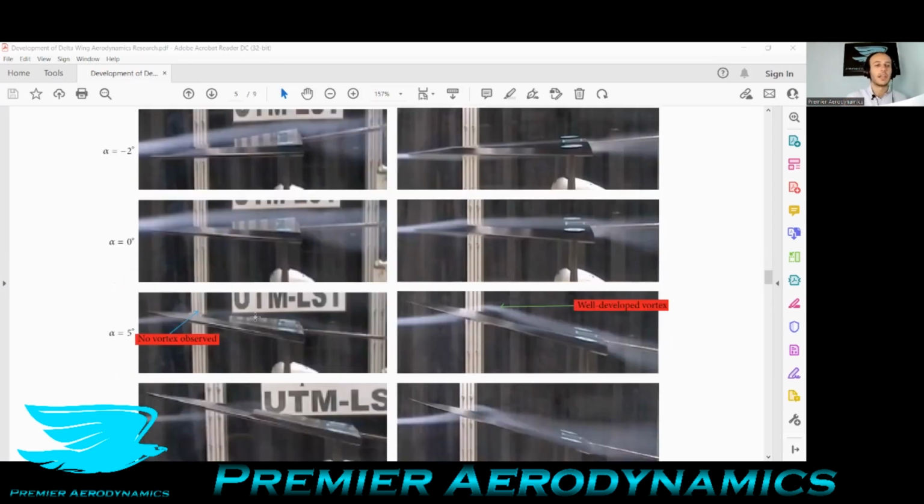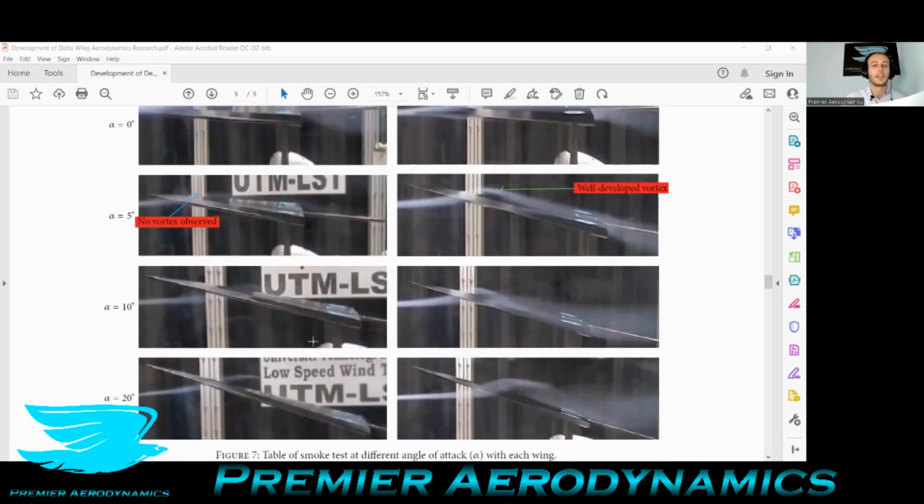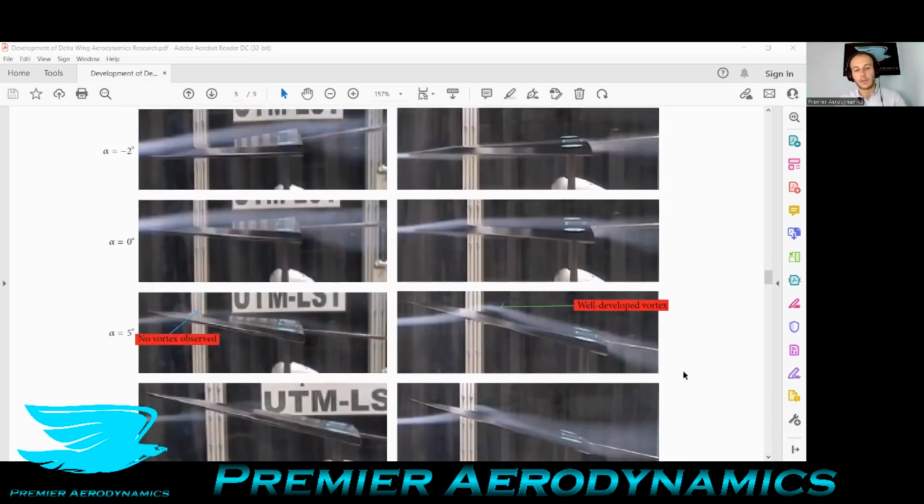On the blunt leading edge, it takes a significantly higher angle of attack, so maybe 10 degrees, for this to start forming. So this shows us that if you have a sharper leading edge, that's going to produce vortex lift and these vortices much earlier, at a low angle of attack.